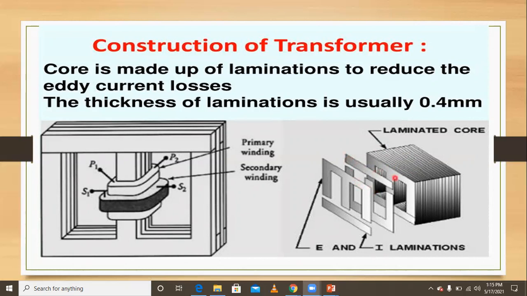The thickness of each lamination is usually 0.4 mm. In each sheet, insulation is used to reduce the eddy current losses. By using this, there is no current between these two sheets. Some amount of insulation is used, because of that current is not going through. Current is not circulating in the transformer core. That's why eddy current losses can be minimized. I already explained this.